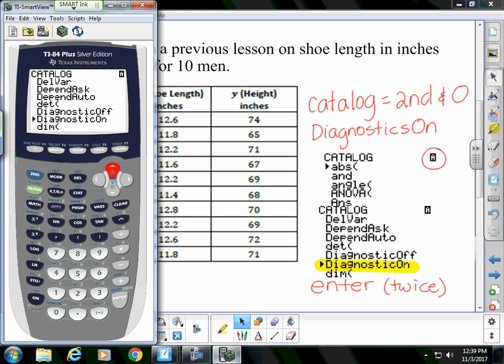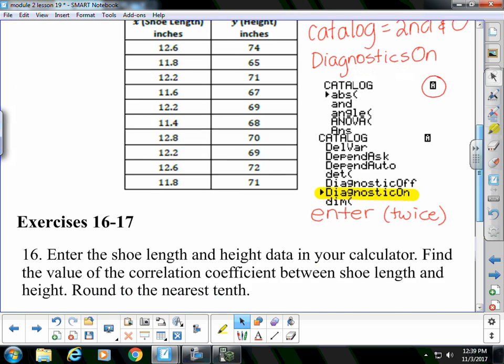And then it'll be turned on, and then I'll show you what that means. So I'm going to hit enter, enter, and it'll say done. Okay, so now, after you get done doing that, you turn them on. You won't have to turn it on again until the next day when you go to use your calculator again and you want to find out the correlation coefficient. So now that I've turned it on, I'm going to get the equation of the best fit line.